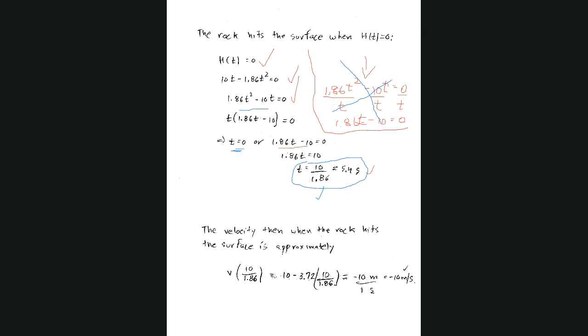Oh, so what I did, Trevor, is over here, this step here, I just added 10 to both sides. I went plus 10 here and plus 10 there. Obviously, I would do it underneath. And so I got 1.86t equals 10. Trevor, you're good?